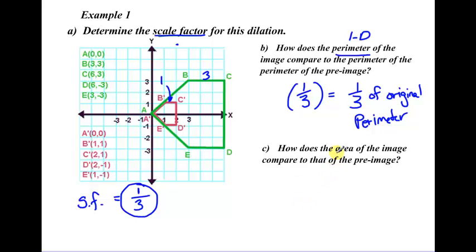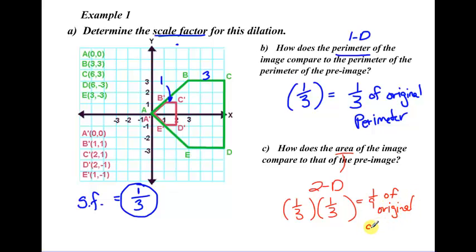What about in part C here, the area? How does the area compare to the pre-image area? Remember, the trick is that area is a 2-dimensional measure, and so I'm going to put 2 parentheses because I'm going to fill them with the scale factor twice. And I get 1/9, 1/9 of the original area. That is a nice review.